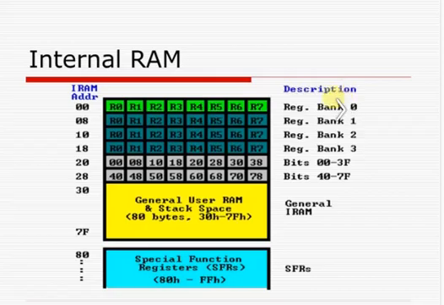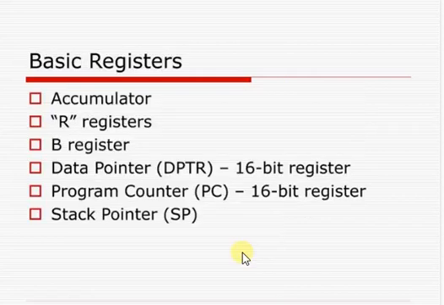Each bank consists of 8 registers: R0, R1, R2, R3, R4, R5, R6 and R7. Similarly, bank 1 also has R0 to R7. Similarly, bank 2 and bank 3, each bank having 8 registers. These are the bit addressable: 20 to 2F and 30 to 7F. This is another general user RAM. This is the special function registers.